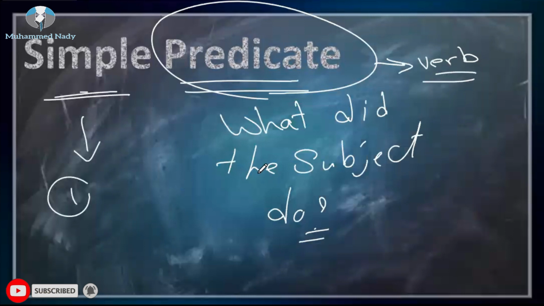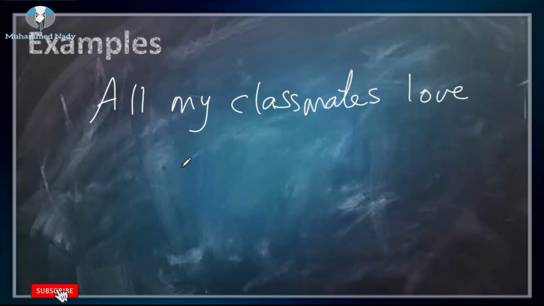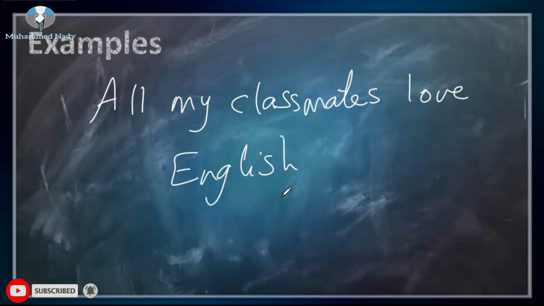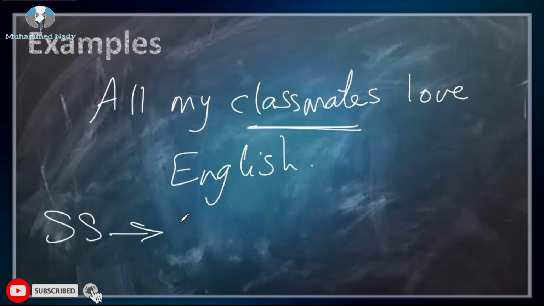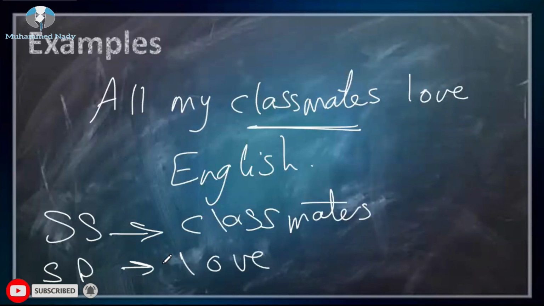Now let's have some examples to see how it's going to be. For example, let's look at this sentence. All my classmates love English. Okay, so let's together try to find the simple subject and the simple predicate of this sentence. The simple subject, ask yourself, whom is this sentence talking about, or what is this sentence talking about? This sentence is talking about my classmates. So the simple subject is classmates. Now what about the simple predicate? What do they do? They love English. So the simple predicate is love. So that's the first example. Simple subject is classmates and simple predicate is love.